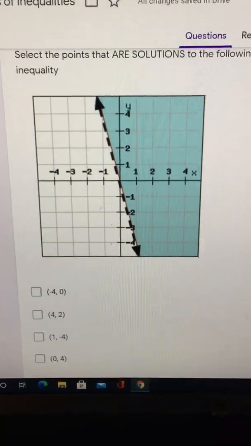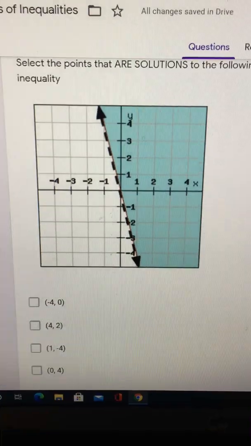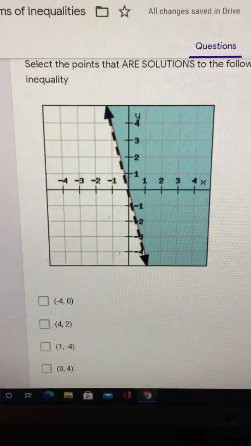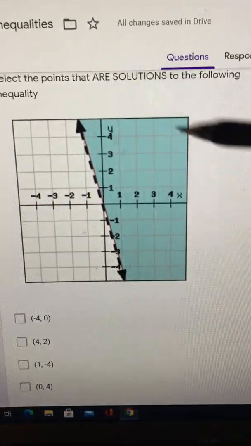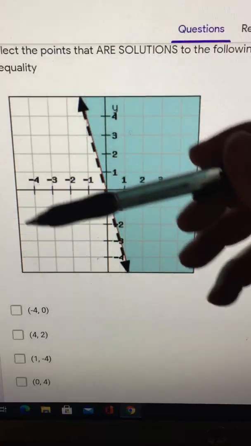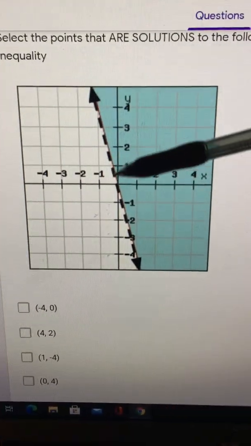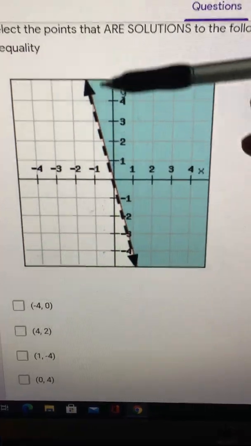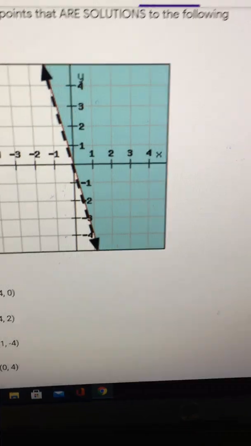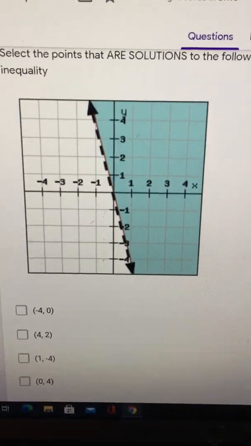Okay, so if you needed help with the warm-up, remember anytime that you're looking to see if something is a solution, you plug it in to the equation and see if it's true, or you can check on the graph and see where it's located. If it's in the shaded area of this inequality, it will be a solution. If it's in the non-shaded, it is not a solution. If it's on a dashed line, not a solution. If the line had been solid and it was on the solid line, then it would be a part of the solution. So if they give you the equation of the inequality, you can plug and chug. Otherwise, you can graph them and see where they fall.